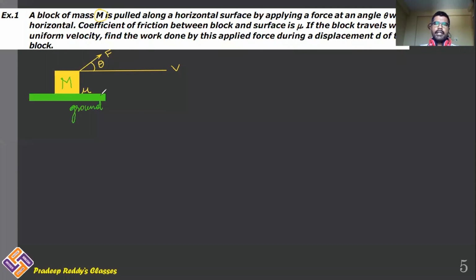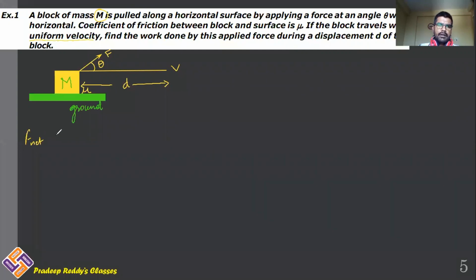Now this body has moved some displacement d, and it is traveling with uniform velocity, as mentioned here. You should understand that when a body is moving with uniform velocity, it means that F net is equal to 0.